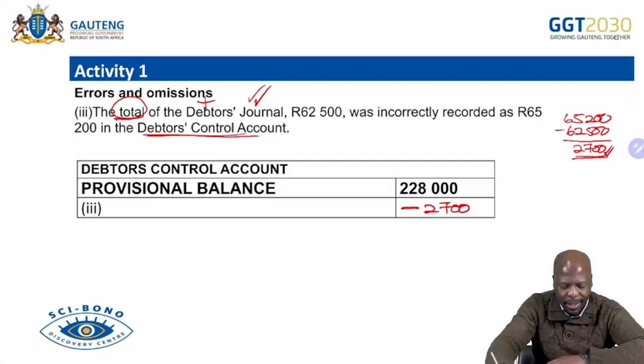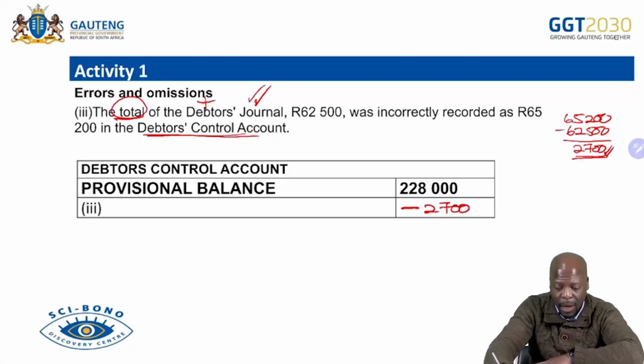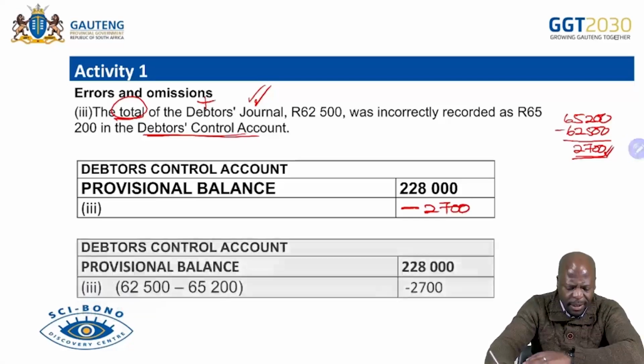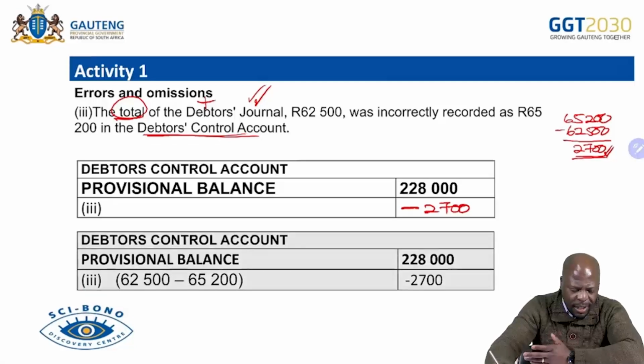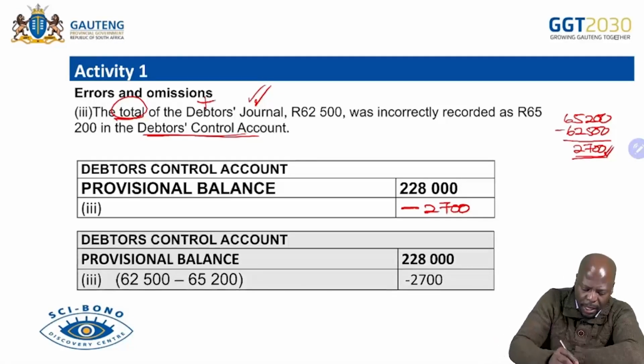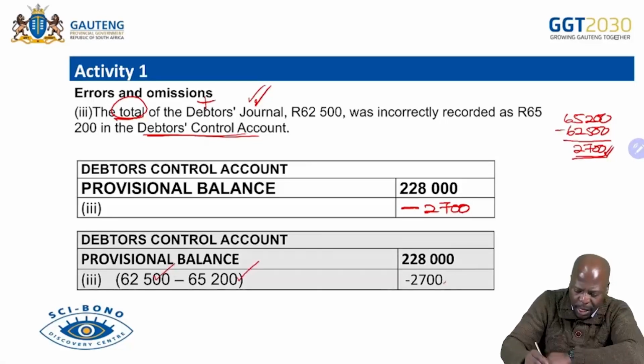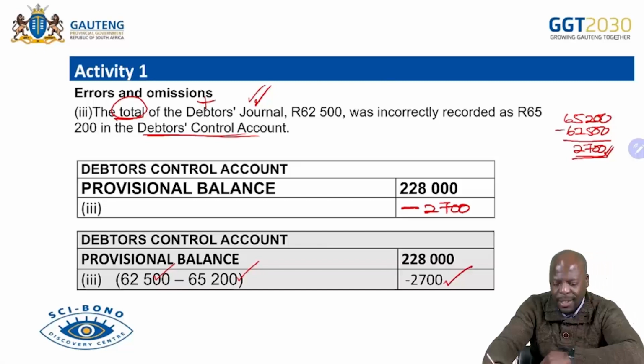This is going to be minus 2.7. Okay, let's see then. Does it affect the list? No, it's not going to affect the list. So here you can see it properly. It is my 62.5, subtract the 65.2. Therefore, you're going to have my minus 2.7.